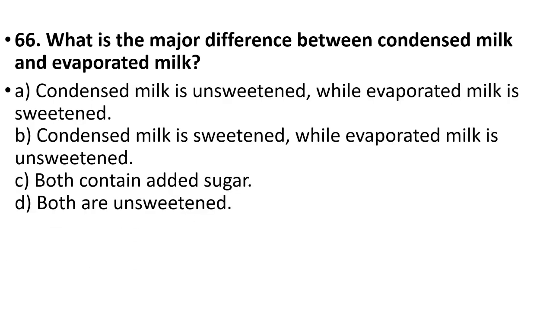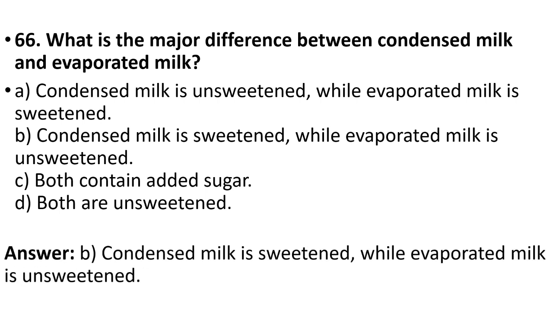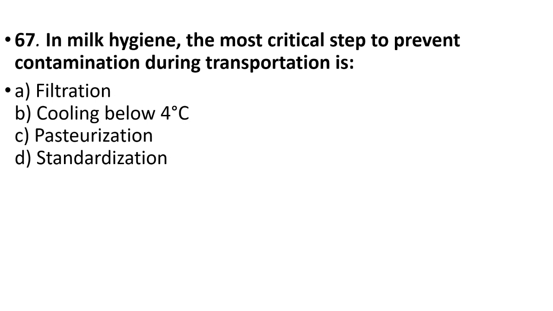66. What is the major difference between condensed milk and evaporated milk? Condensed milk is unsweetened while evaporated milk is sweetened. Condensed milk is sweetened while evaporated milk is unsweetened. Both contain added sugar. Both are unsweetened. Here answer is option B. Condensed milk is sweetened while evaporated milk is unsweetened.